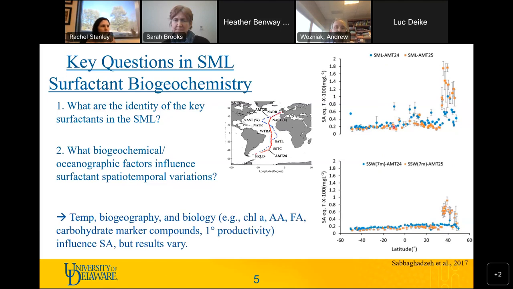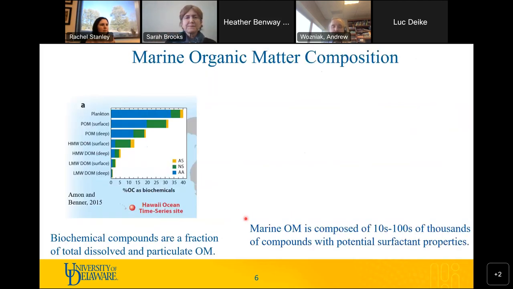And we also see variations between the two cruises that suggest spatiotemporal variations that require investigation. Now, we know that there are several factors that are going to influence surfactant activity: temperature, biogeography, and biology in the form of chlorophyll A measurements, amino acids, fatty acids, carbohydrates, primary productivity measurements. We all see that these things influence surfactant activity, but the results vary in terms of how well any of these properties influence it. And again, my argument is that's because we need to know a little bit more about the chemistry of the compounds in the microlayer. And I'm going to argue that we ought to adopt some untargeted approaches in our toolkit for characterizing organic matter and relating it to surface activity.